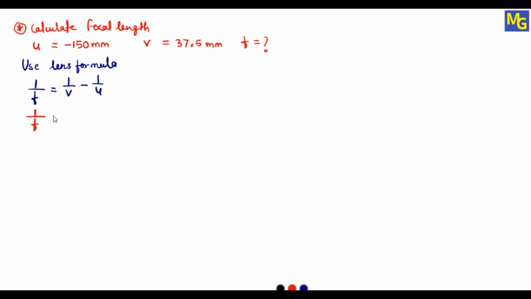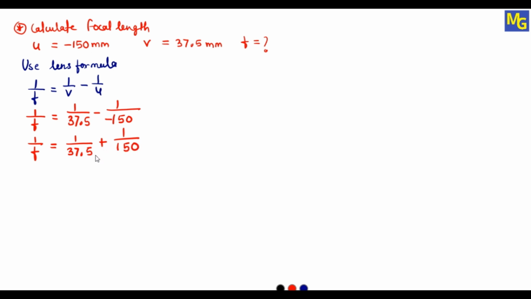1 by f is equal to 1 divided by 37.5 minus 1 divided by minus 150. So first solve the signs. 1 divided by f is equal to 1 divided by 37.5, minus of minus will be plus, and then it will be 1 by 150. So this is the one we got.